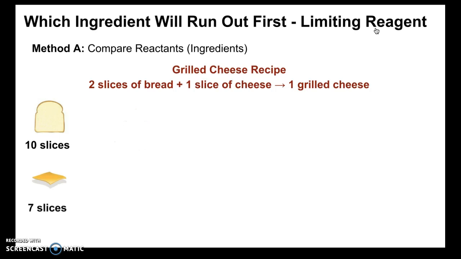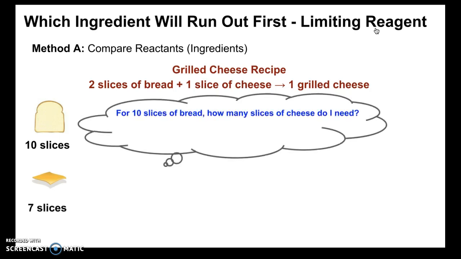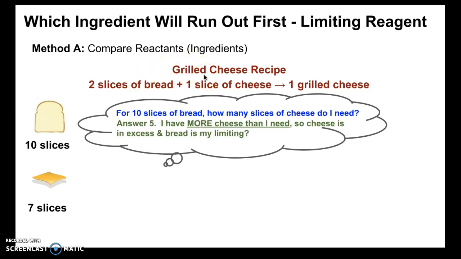So let's start off with the bread. We could ask ourselves, for the 10 slices of bread, how many slices of cheese do I need? And the recipe will help you determine that. So 2 slices of bread goes with 1 slice of cheese. That means for 10 slices of bread, you would need 5 slices of cheese. All right, so you know that you need 5 slices of cheese. Go back and figure out how much you have. So you go in your kitchen, you're like, I have 7 slices. So what does that tell you? You have more cheese than you need, so the cheese is in excess, which makes the other one the limiting. So the bread becomes limiting.